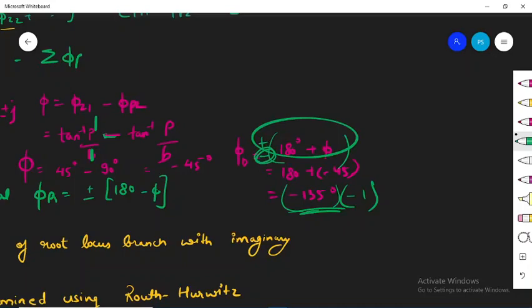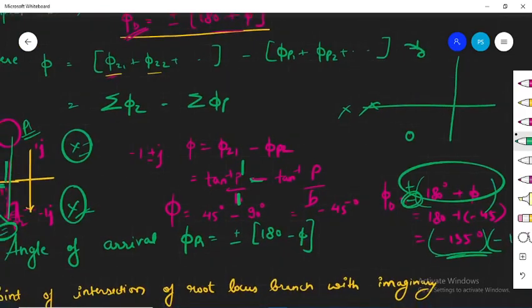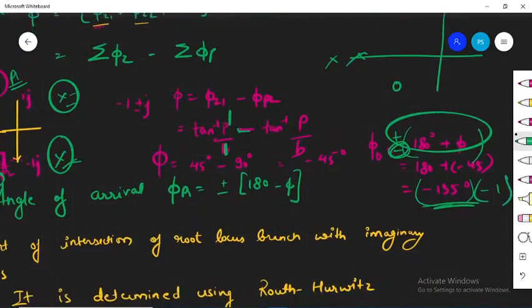Similarly, in the same notation we can also say, like if we had complex zeros, अगर हमारे पास complex zeros होते हैं and we had poles over here, then also same thing, हम same process करते कि किस एंगल पे पोल इस ज़ीरो पे अराइव करेगा वो हम निकालते. The only difference there is that if you want to calculate angle of arrival, then the formula for it is plus minus 180 degree minus phi.